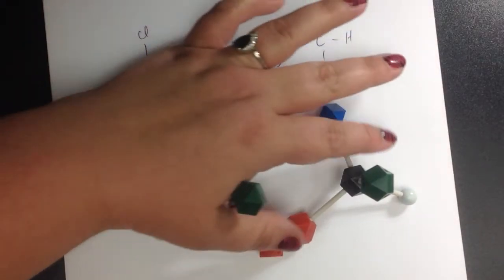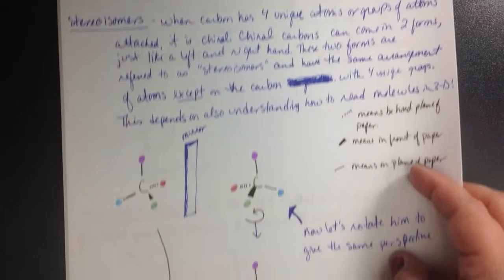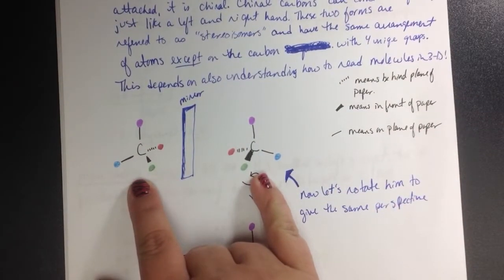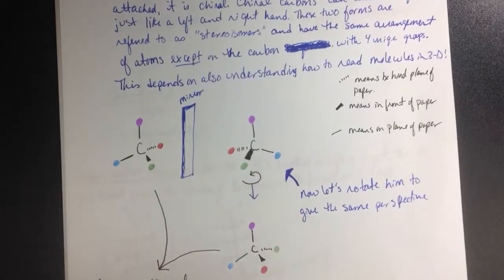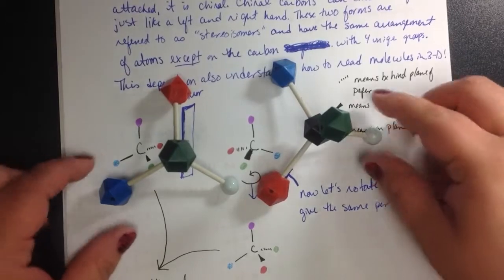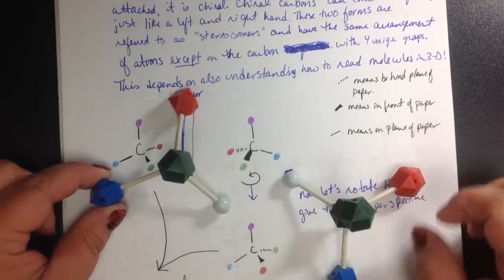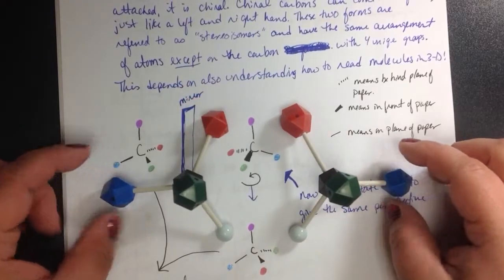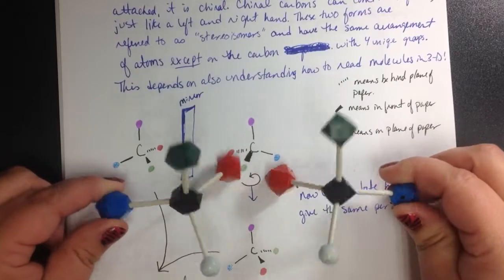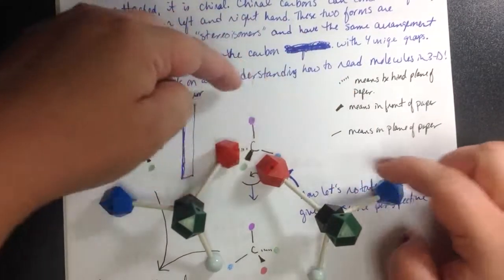Now let me show you some notes that show something similar. Okay. These are mirror images of one another. They are stereoisomers, just as these two models were stereoisomers. They are mirror images of one another, but the exact arrangement in space of their atoms is different, so that the way that they're bonded to here is different.